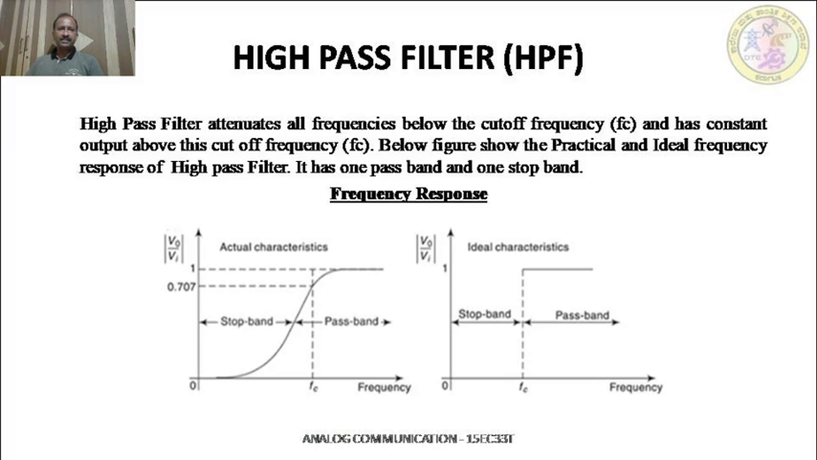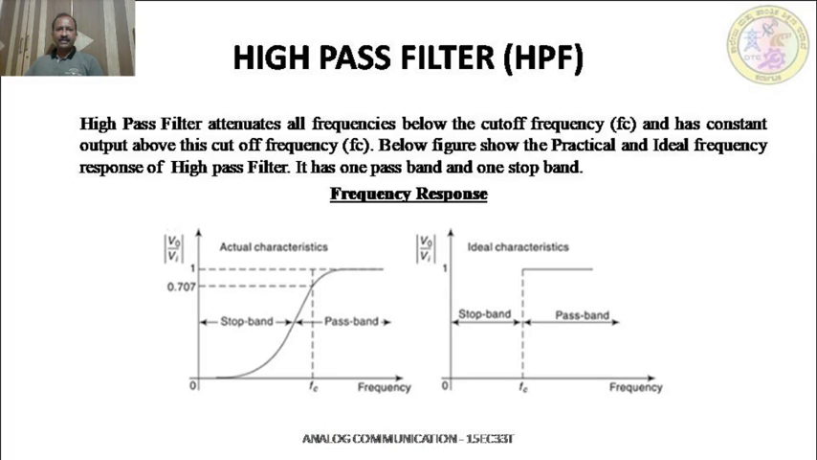Here also you can see the first one is the actual or practical frequency response. The second one shows the ideal frequency response. In the practical characteristic, the output increases as frequency increases. Up to FC you get a very low output. For frequencies above FC, the output is almost equal to the input. The frequency range from 0 to FC is the stop band. The range of frequencies above FC is the pass band.